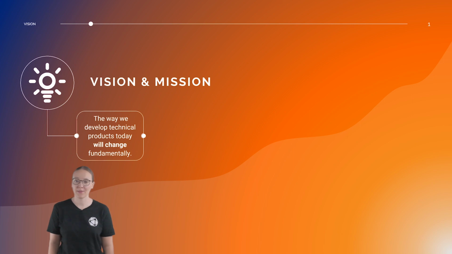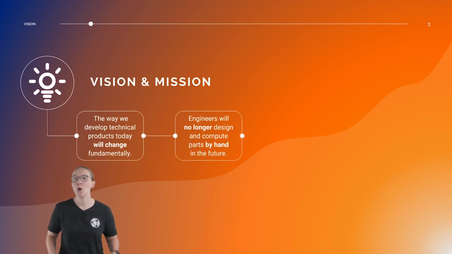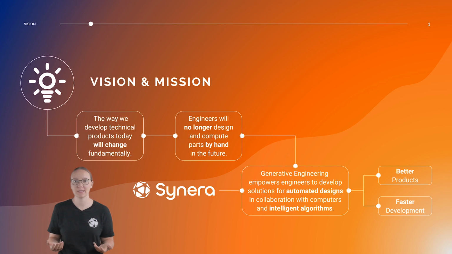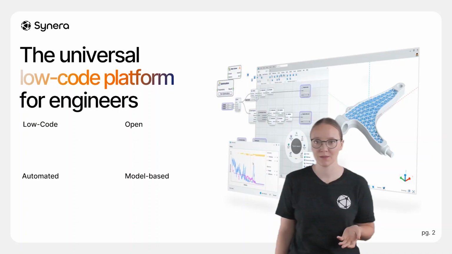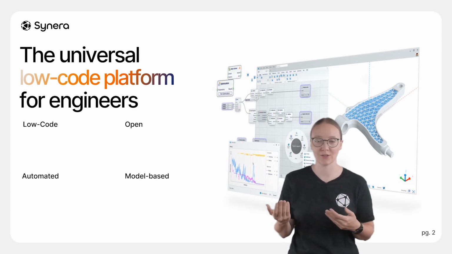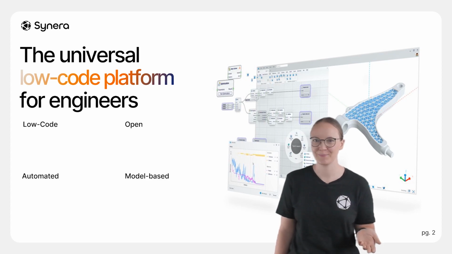Our vision is that the way we develop technical products will change fundamentally. Engineers will no longer design and compute parts manually, but will be enabled to develop solutions for automated designs using intelligent algorithms. That turns the classical serial process into an integrated workflow with interconnected internal and external tools, handling a high level of complexity at speed.